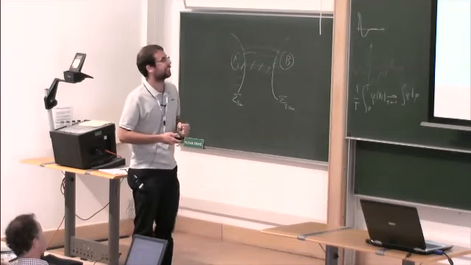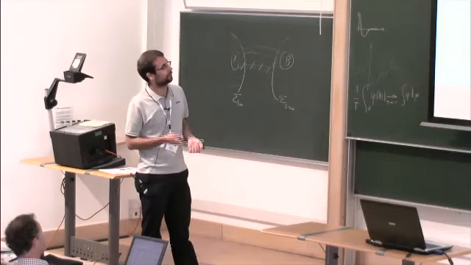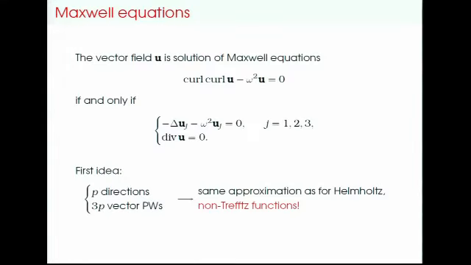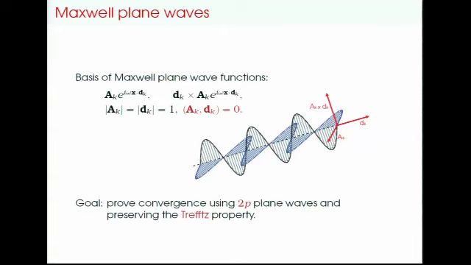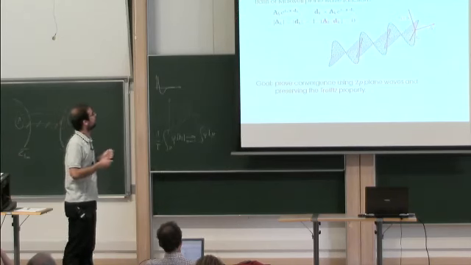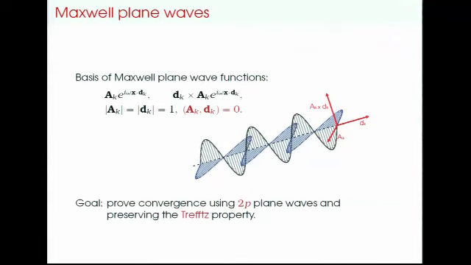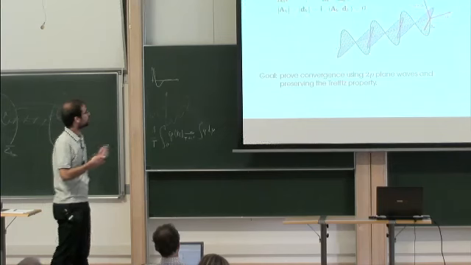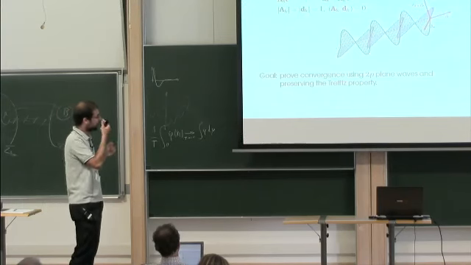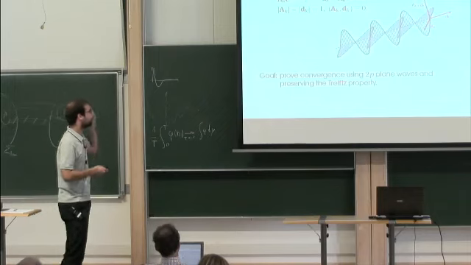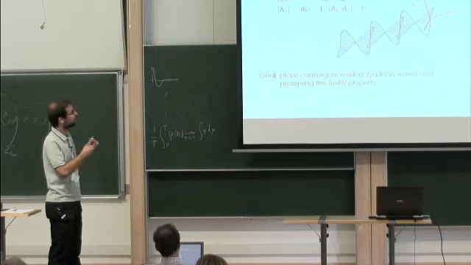But this is not a Trefftz valid approach, because this way, if you choose general vector plane waves, these are not divergence-free. You have to choose the plane waves with propagating direction with an amplitude vector orthogonal to the propagating direction to satisfy the divergence-free constraint. This means we want to approximate our Maxwell vector field solution using only 2p plane waves that are Maxwell, that have amplitude vector orthogonal to the propagation.